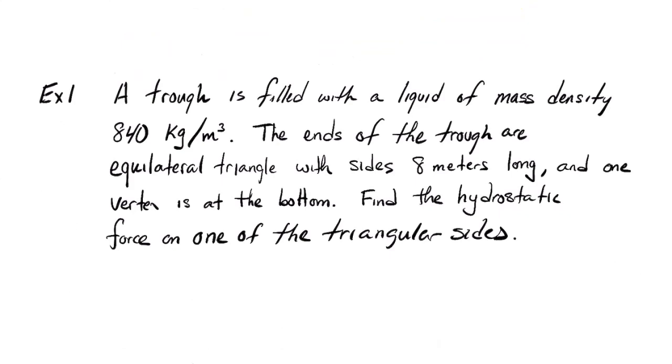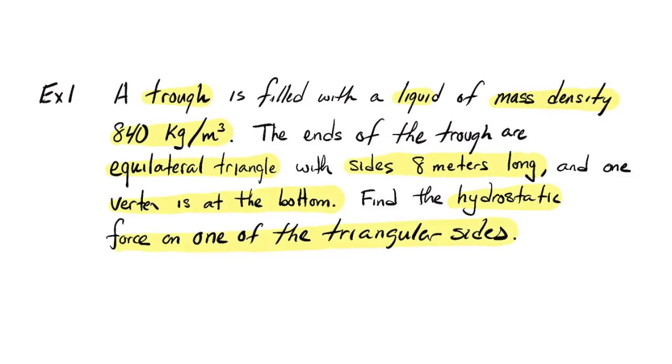So what's the example about? It's about a trough, and it's filled with some liquid. It's not water because it has a mass density that's slightly less than water, but we don't really care about that. It's given. The ends of this trough are equilateral triangles, and they're pretty big. Their side lengths are 8 meters long, and they're oriented so that one of the vertices of the triangle is at the bottom. That's a lot to visualize. I hope you'll stop the video and try to visualize some of that. We want to find the hydrostatic force on one of those triangular sides. All right, so pause, try to do this problem.